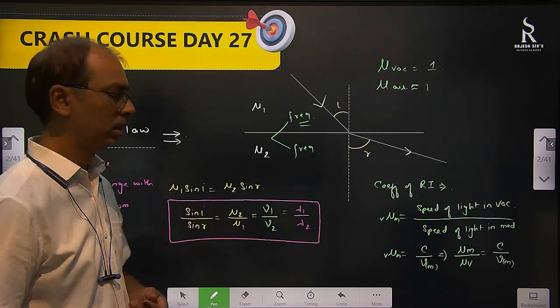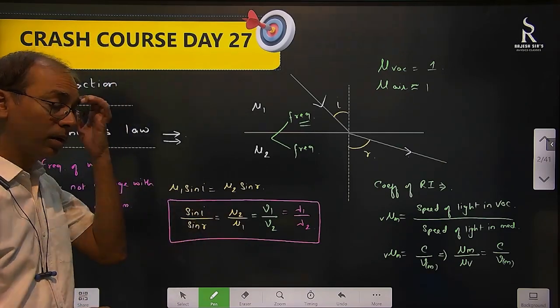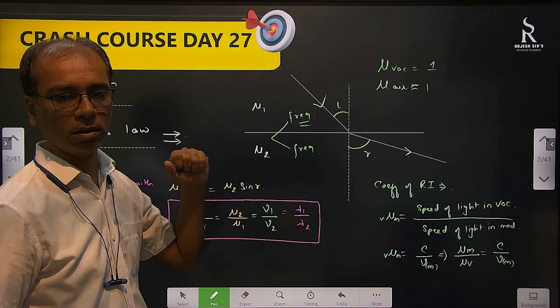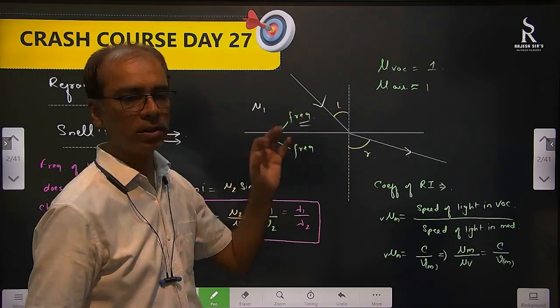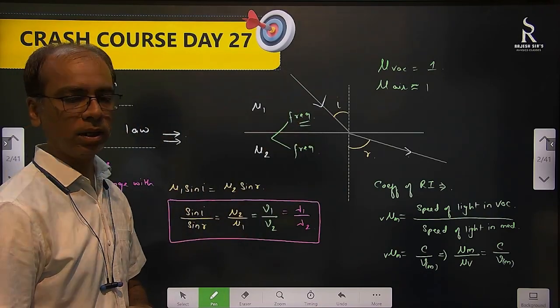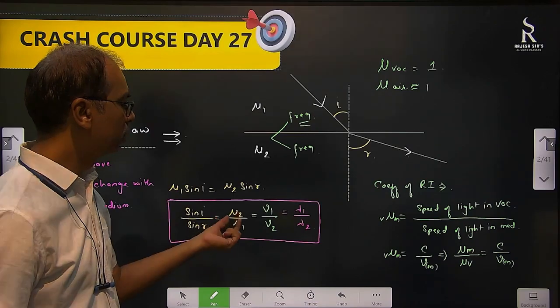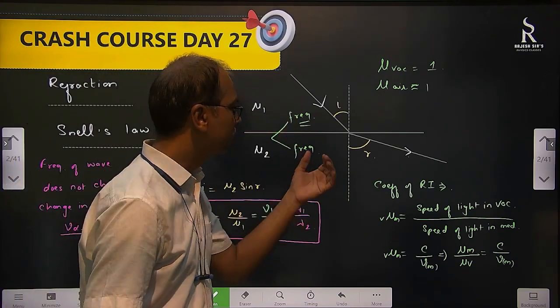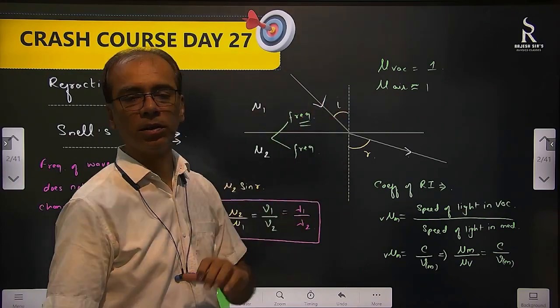How are we going to decide? Sin I and sin R are there. If R is more than I, like in the diagram, it means mu 2 is rarer. We can see that over here. Mu 2 basically gives us the idea about which medium is denser and which medium is rarer.